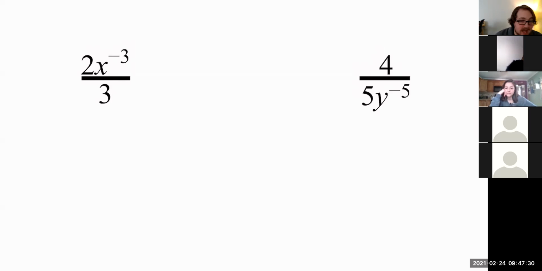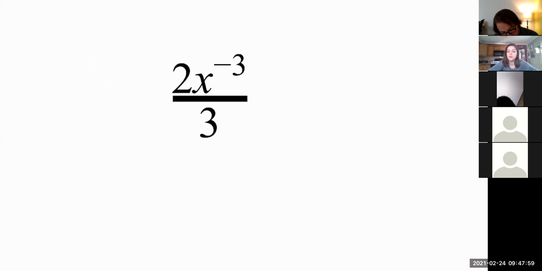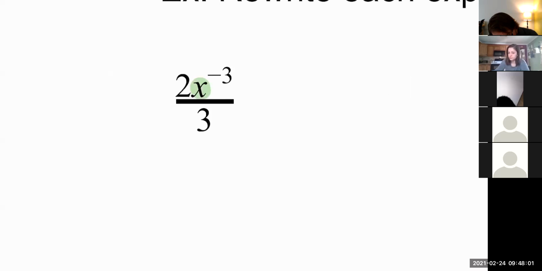Miranda's saying x. Marissa's asking, is it 2x? That's a good question. I was going to say 2x too. So do you know what we would need in order for that exponent to belong to both the 2 and the x? We would need parentheses. So right now, 2 is actually considered its own base. X is considered its own base. The only base that has the negative exponent, I'll zoom in here so we can see it, is the x.